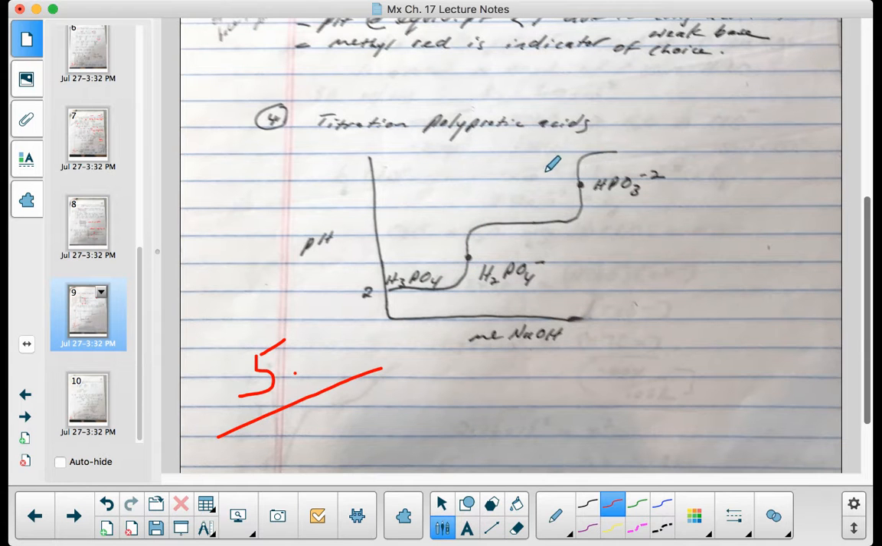Clearly, because the equivalence point for each of those hydrogen ions that are ionizing is at a different point on the vertical scale, I would have to use different indicators to identify the equivalence point. Say this one was between 4 and 6, I'd use methyl red. Say this one was between 8 and 10, I'd use phenolphthalein. I'm going to stop there.